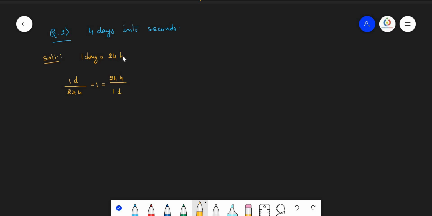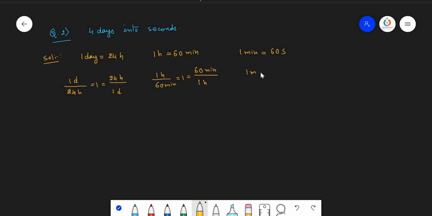And the second relation is hours are to be converted into the minutes. So 1 hour is equals to 60 minutes. And for this you develop the factor again, that is 1 hour divided by 60 minute is equals to 1, that equals to 60 minute divided by 1 hour. So the minutes relation and minutes factor we developed. Next one is minutes into the seconds. 1 minute is equals to 60 seconds. And for this you develop the factor.